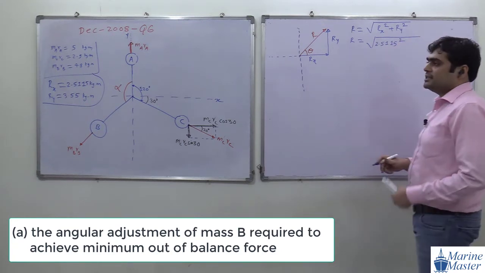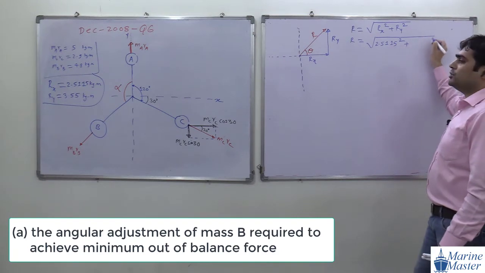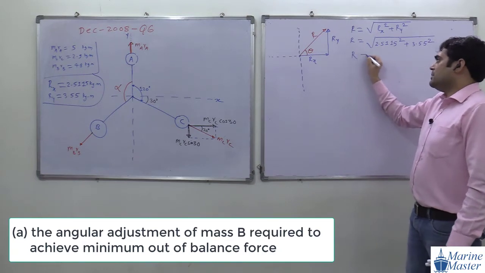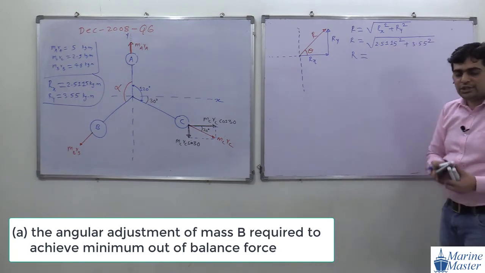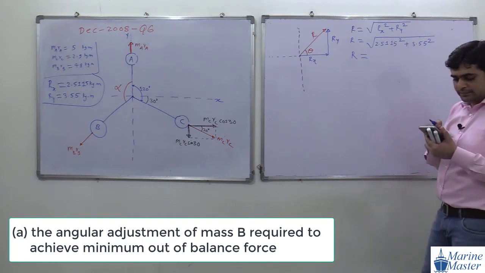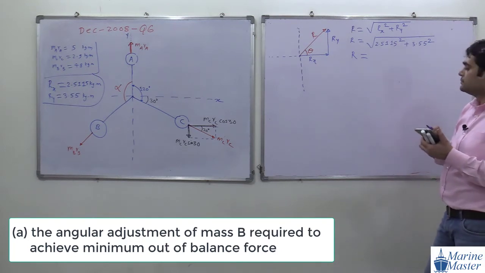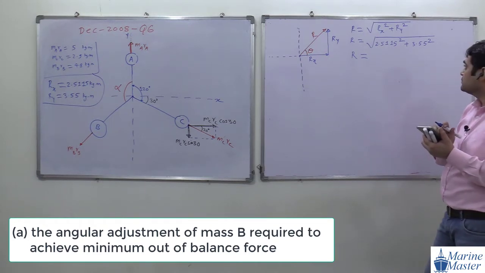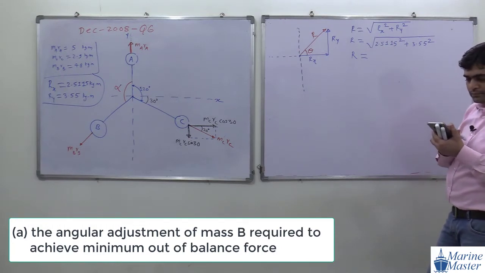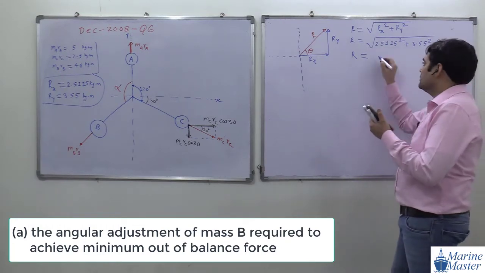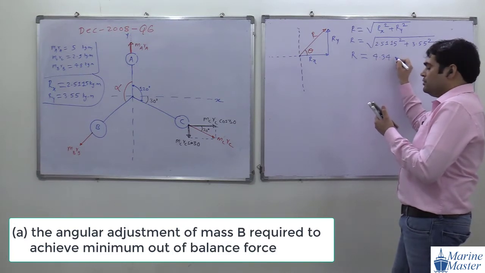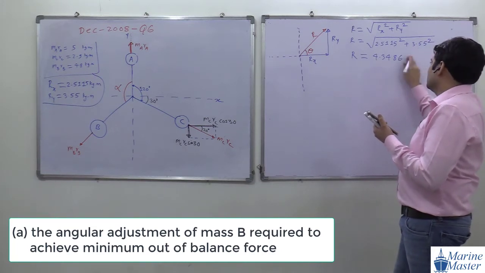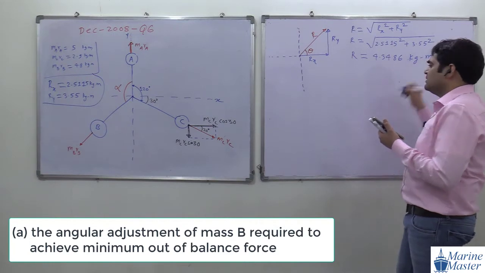So R is equal to under root of, Rx is 2.5115, check it once again, square plus Ry 3.55 square. Everyone, please check it. So R will be equal to how much? Please do the calculation and tell me the value of R. 3.486. Everyone got the same answer?